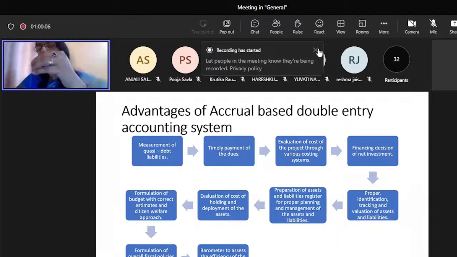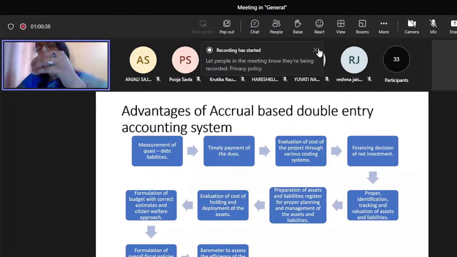That means apart from creditors, you will get the information of the pensions, because a major chunk of expenditure also goes in paying pensions. Then defense, all these are the areas wherein the government is spending, so all this information needs to be obtained. So what will happen if we follow an accrual-based double entry accounting system? We'll be able to pay all the dues on time. All the costs of projects will be calculated properly and it will help in financing decisions.